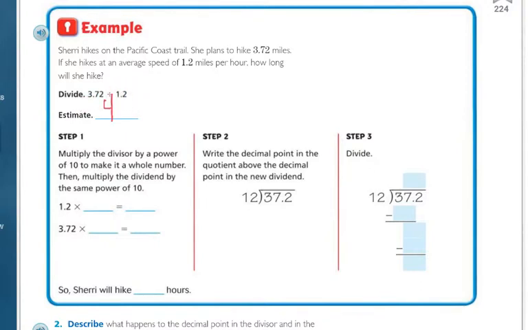Well, 4 times. So step 1, we're going to multiply the divisor by the power of 10 to make it a whole number. Then we're going to multiply the dividend by the same power of 10.